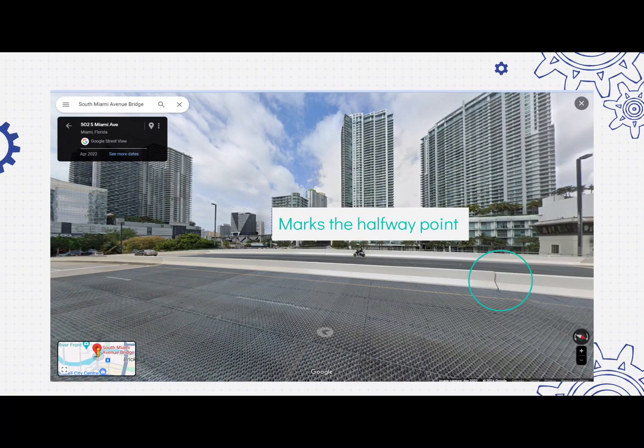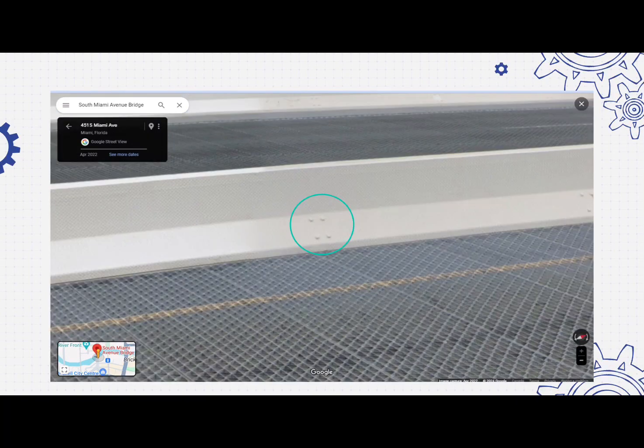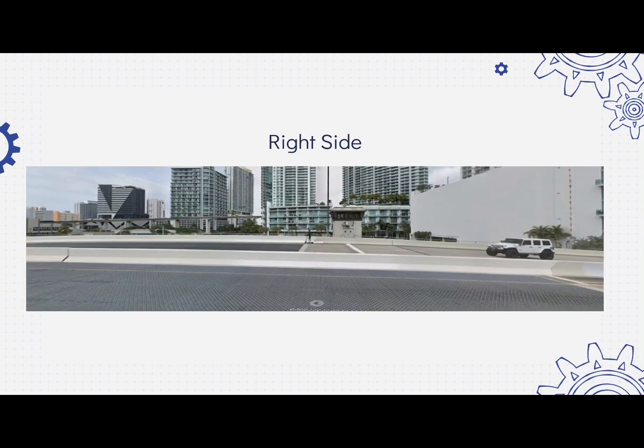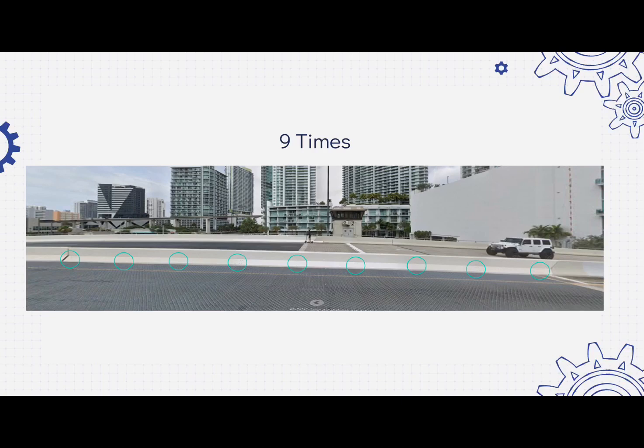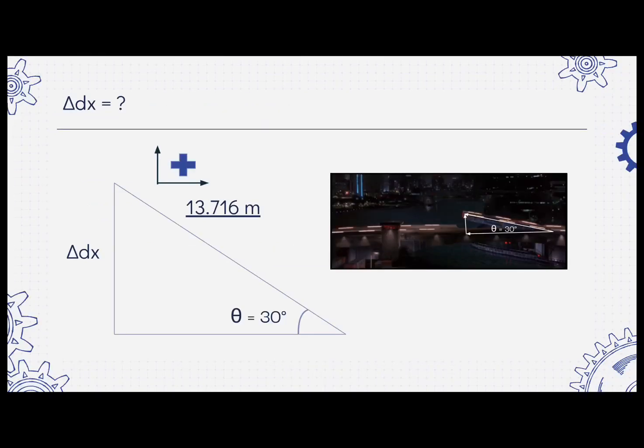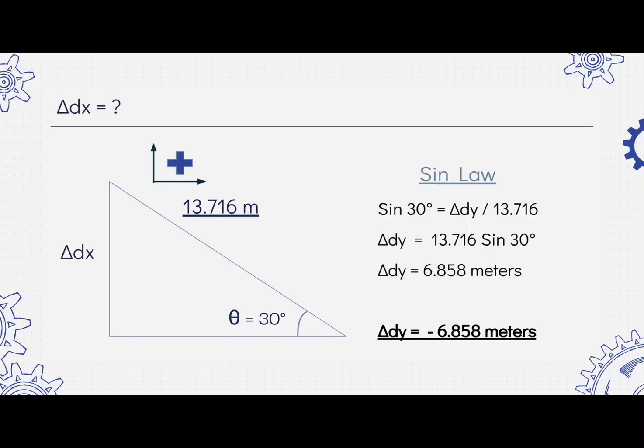This crack in the railing marks the halfway point of the drawbridge. After zooming in, I could see that there are groups of screws located equal distances away from each other. On the left side, the screws appear 9 times. On the right side, they also appear 9 times, meaning that both sides are equal. So, to calculate the length of the ramp, I need to divide the horizontal clearance by 2. This gave me 45 feet or 13.716 meters. Now, using sine law, I was able to determine the car's vertical displacement, which was negative 6.858 meters.